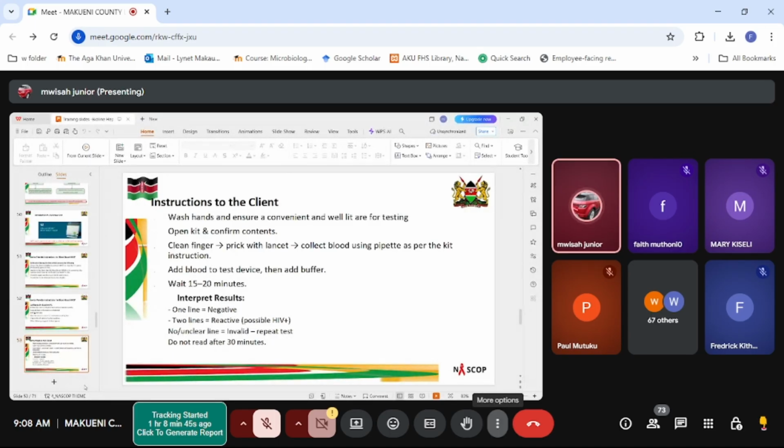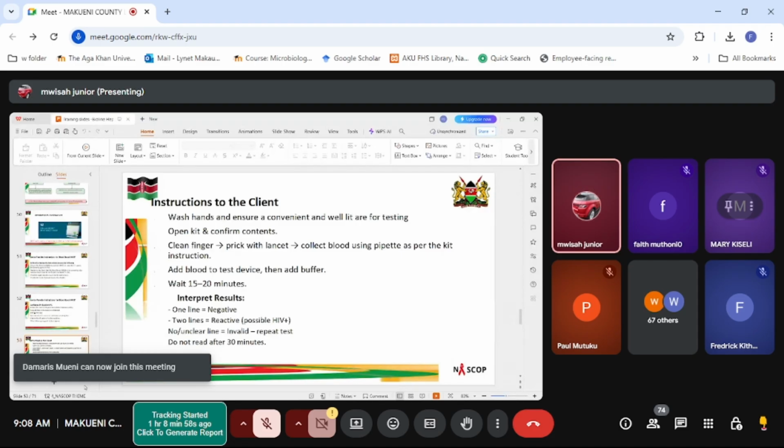One line is negative, two lines is reactive. That is a possible HIV positive, not confirmed. No or unclear line is invalid. You repeat the test and do not read after 30 minutes. Waiting time is 15 to 20 minutes, but do not exceed 30 minutes.